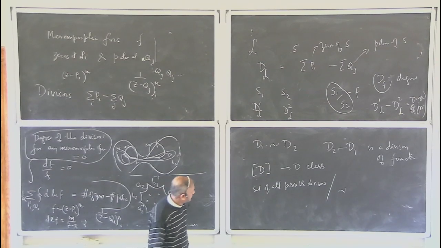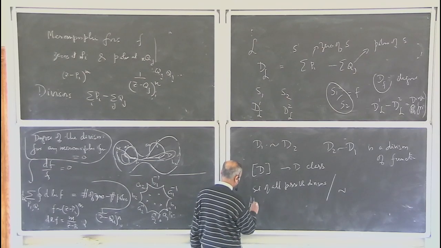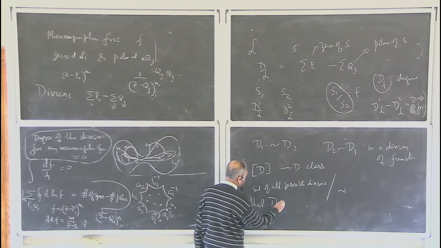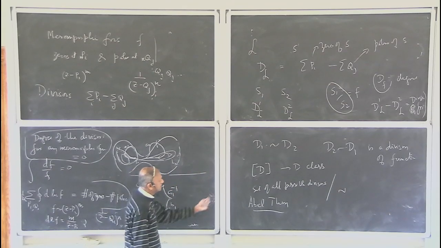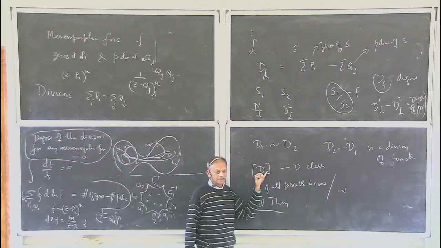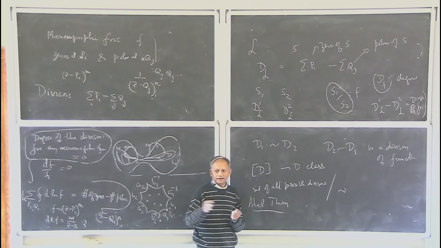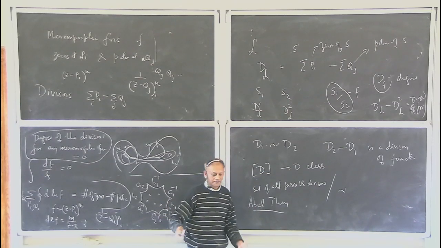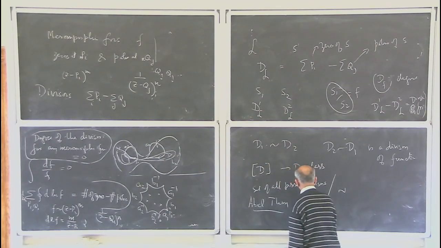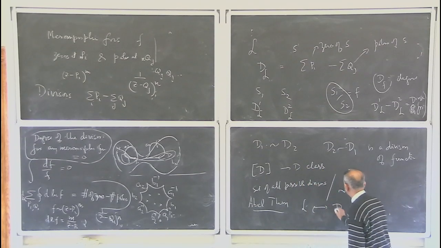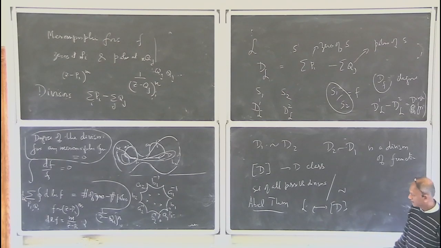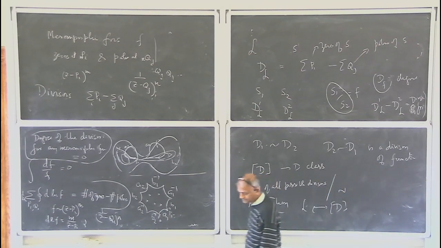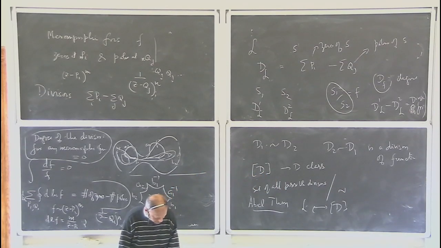Now that's an important theorem, Abel's theorem. Again, I'm not going to prove that. Abel's theorem basically says that every equivalence class, every divisor class, corresponds one-to-one to a line bundle. So there is a correspondence between line bundles and the equivalence classes of the divisors. Okay, that's the main result of Abel's theorem. So this is fine.